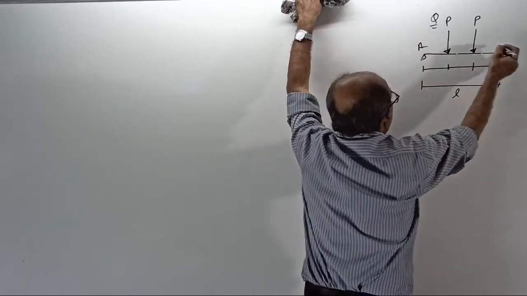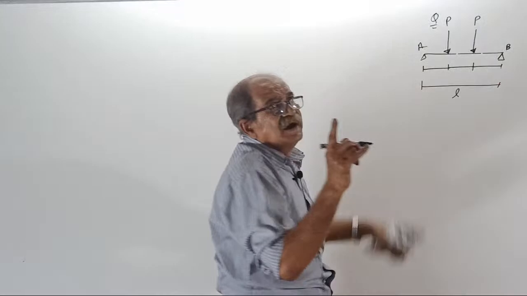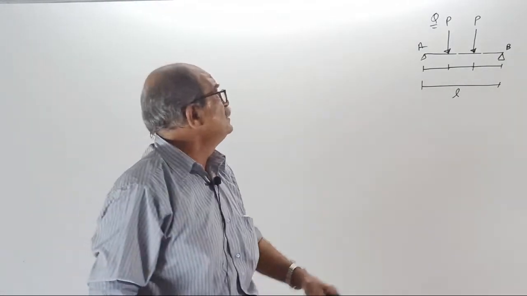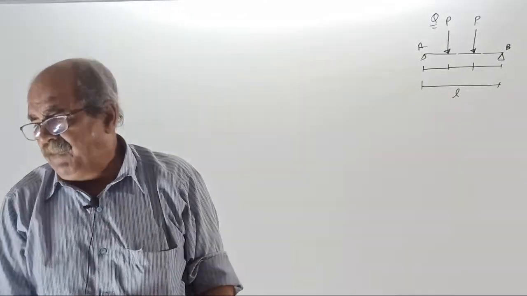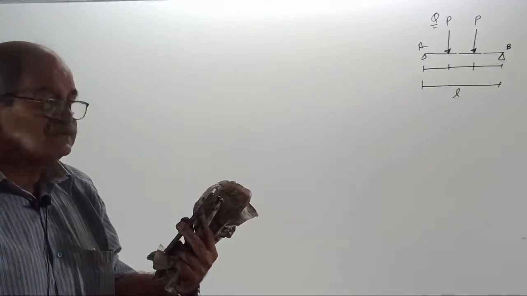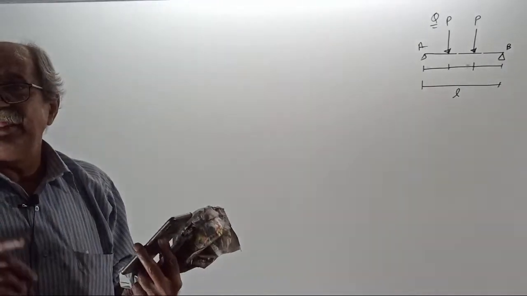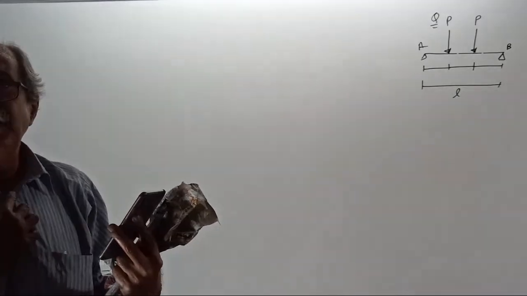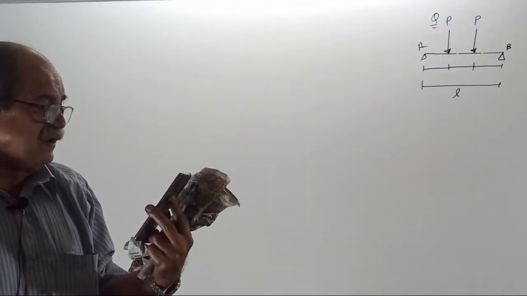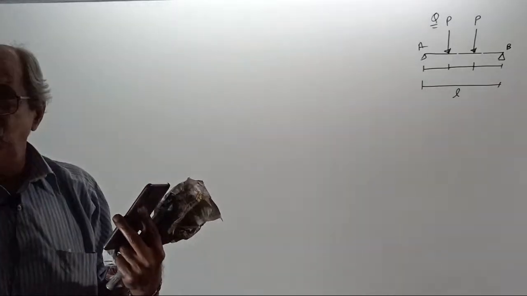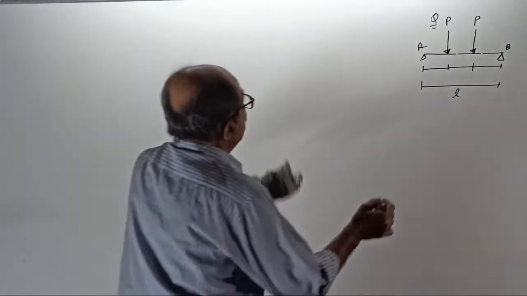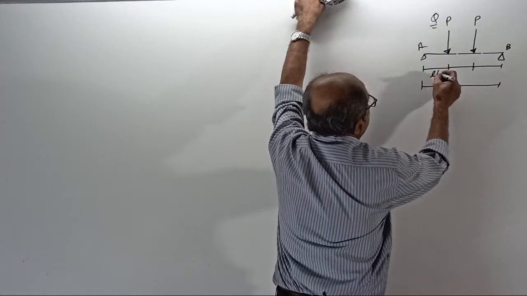A, B, C. Middle third span points. Tell me what middle third means. Middle third means divide the beam into how many parts? 3 parts. So each part will become L by 3, L by 3, L by 3.